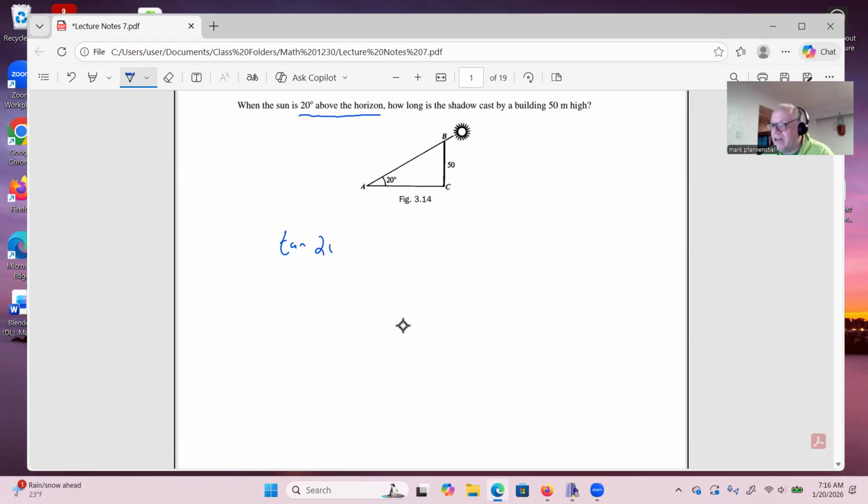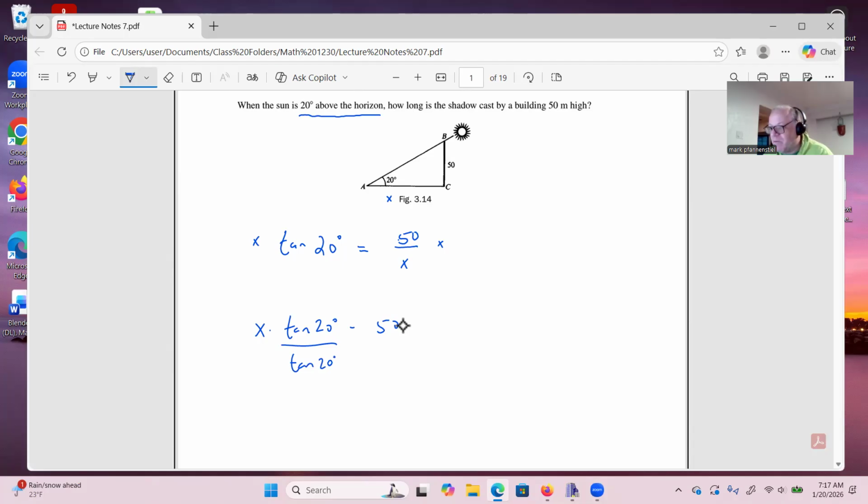So we want the tangent of some angle. Which angle? 20 degrees, because that's given, is equal to my opposite, which is 50, divided by this side over here. We can call that x. You can call it a for adjacent, L for length, pick a letter. Then we solve for x. We multiply both sides by x, so x times tangent of 20 degrees is equal to 50. Then we divide by tangent of 20 degrees.